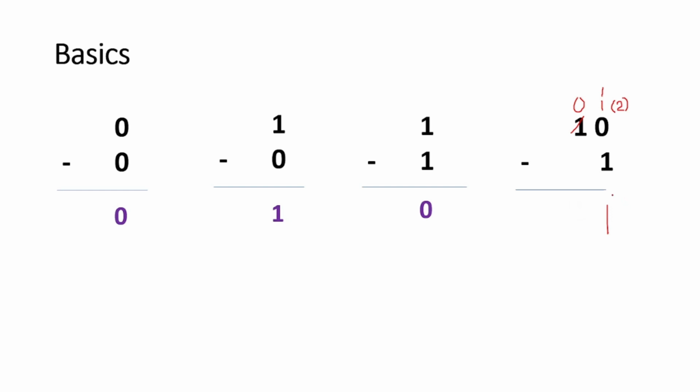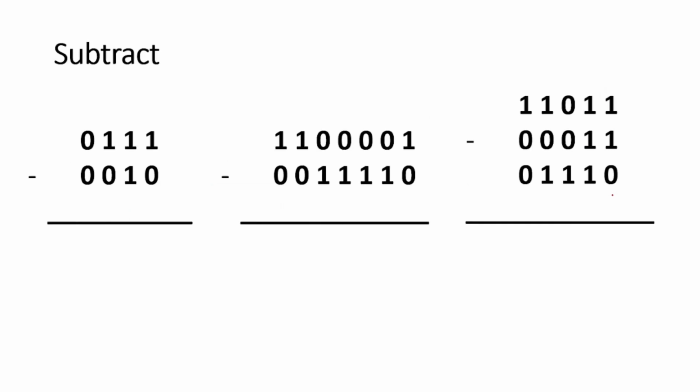Now let's try solving more examples. Let's try to subtract the first example. 1 minus 0 is 1. 1 minus 1, 0. 1 minus 0, 1. 0 minus 0 is 0. Or we could just simply disregard it, and our final answer would be 1, 0, 1.